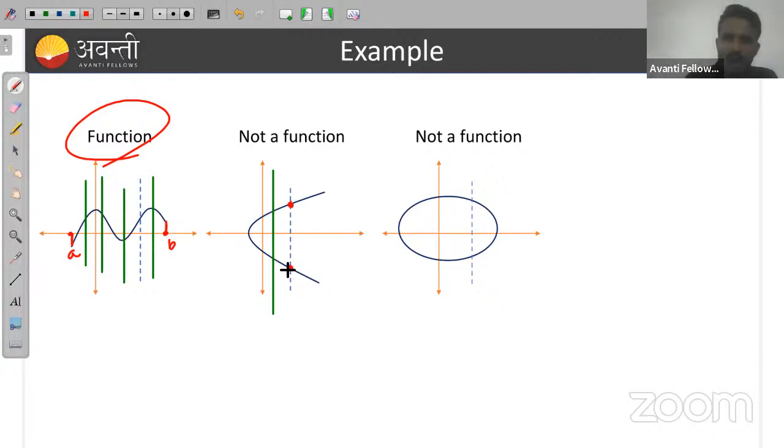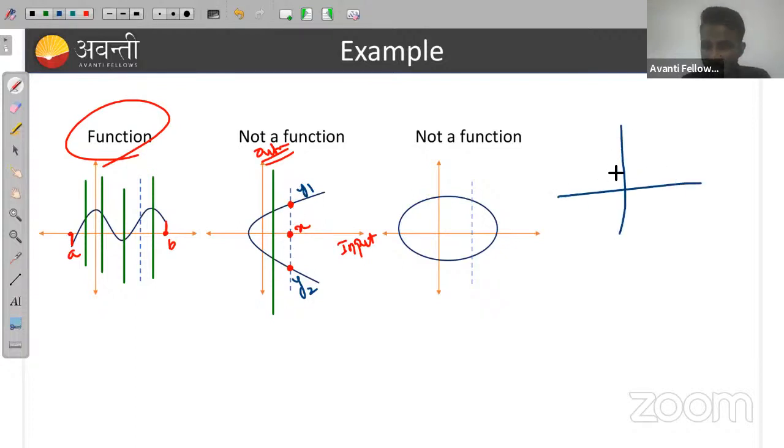So what is happening basically is that for a particular x, this is your input x, right? Always remember that this is your input axis and this is your output axis. That means for a particular input, we are getting two different outputs. Let's say this is y1 and this is y2. For a particular input x here, we are getting two different outputs. That's why the graph looks like this.